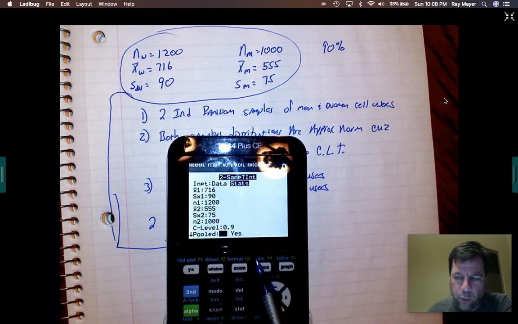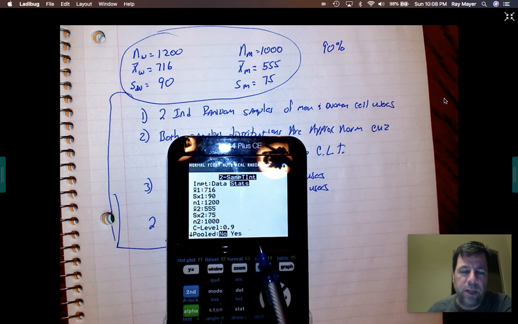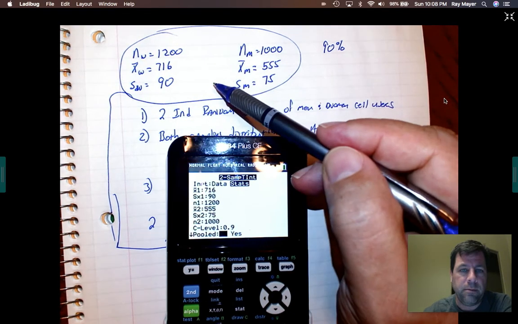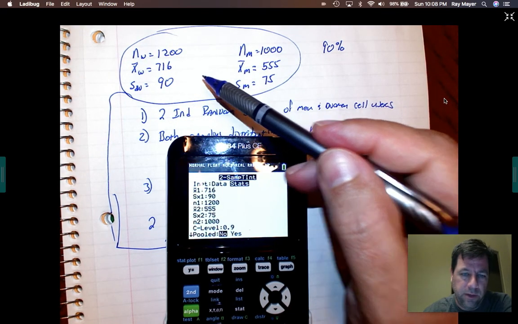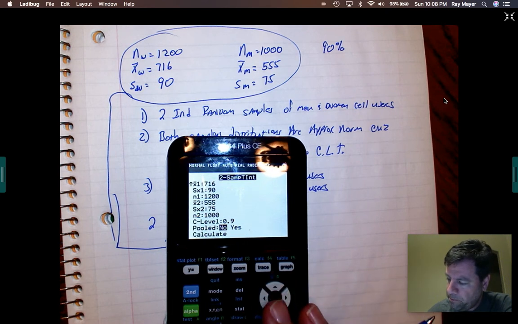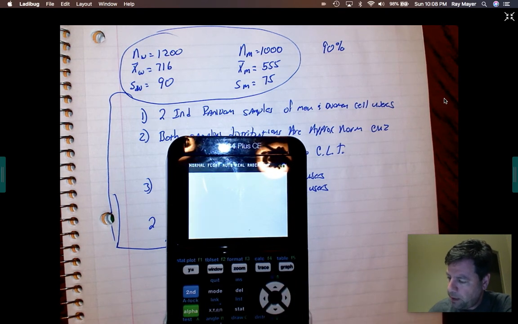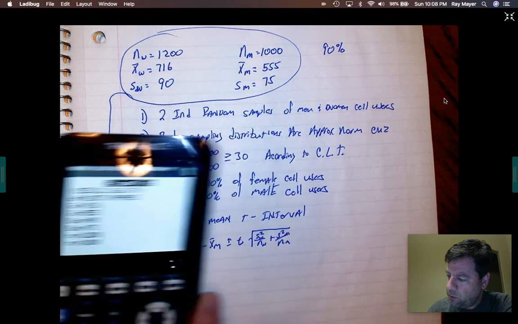Remember, we never pool. You would only pool if the standard deviations of the populations were the same. That ain't going to happen. We don't even know what the population standard deviations are. So always hit no. Calculate. Bam. There it is. And so there's my calculations.